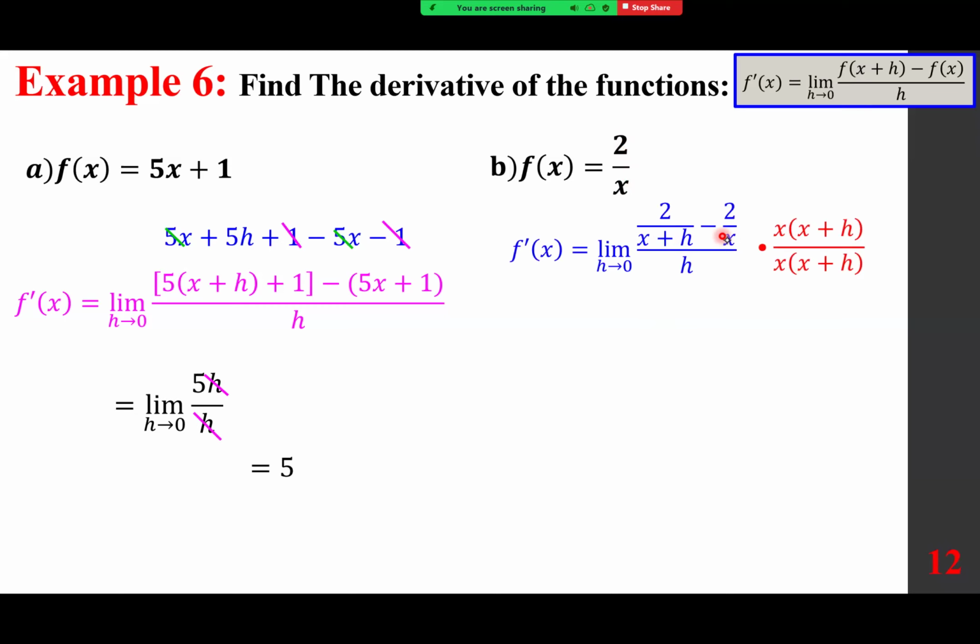Remember, h is approaching 0, and the denominator has an h. This is the one we are hoping to get rid of. You don't do anything to the denominator. As always, you keep it as a product. What happens to the numerator is that you multiply these two, x plus h cancels out, and you get 2x. And you multiply these two, the x cancels out, minus 2 times x plus h.